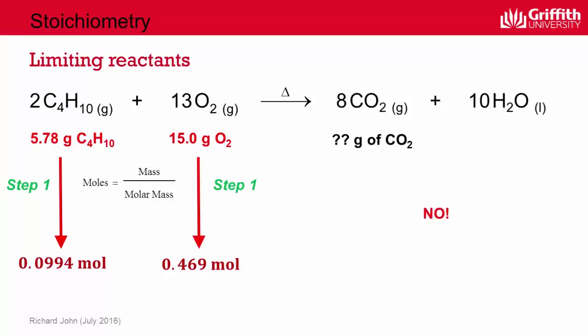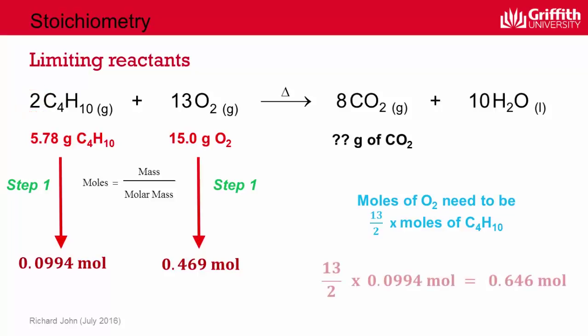That is not the case. What we have to remember is that the moles of O2 need to be 13/2 times the moles of butane, and that 13/2 ratio comes from the ratio of the stoichiometric coefficients, the 13 in front of the oxygen and the 2 in front of the butane. So 13/2 times the moles of butane actually equals 0.646 moles, and this number here is actually larger than the available amount of moles of oxygen.